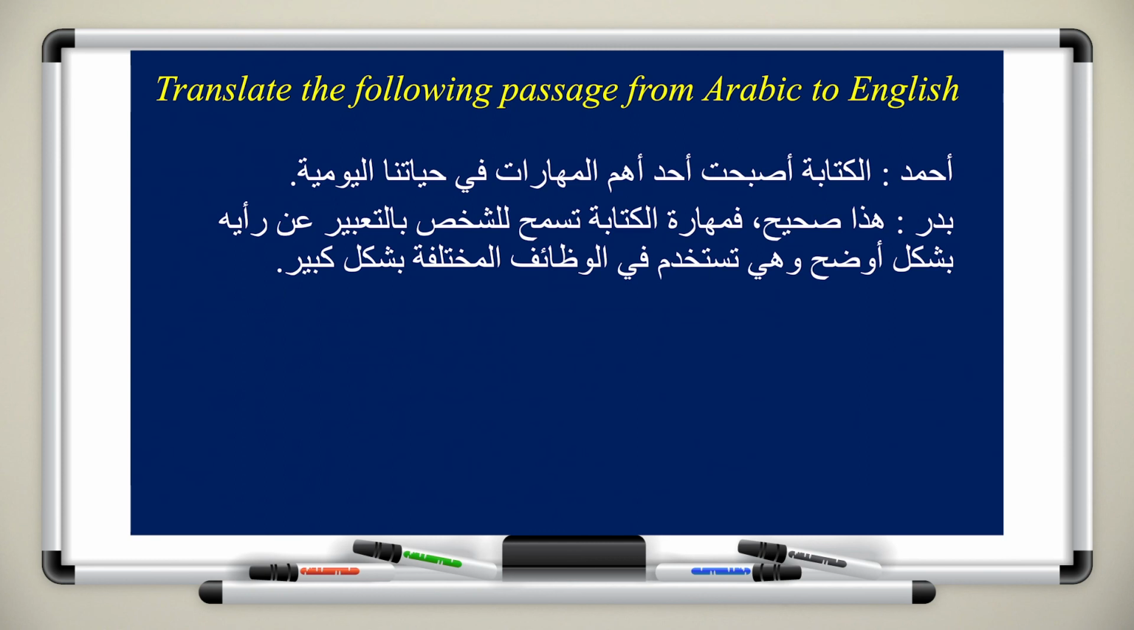So we have here some keywords to help us and guide us with the meaning, to understand the meaning. So we have الكتابة and أهم المهارات, that's another keyword, and حياتنا اليومية. So we have 3 keywords with Ahmed's phrase. Badr says we have فمهارة الكتابة, that's another keyword, تسمح بالتعبير عن رأيه أوضح وتستخدم في الوظائف المختلفة. So we have different keywords here. So we want to put them into use and provide them in English, yeah? So let's see how we put them here. And we'll have the following.